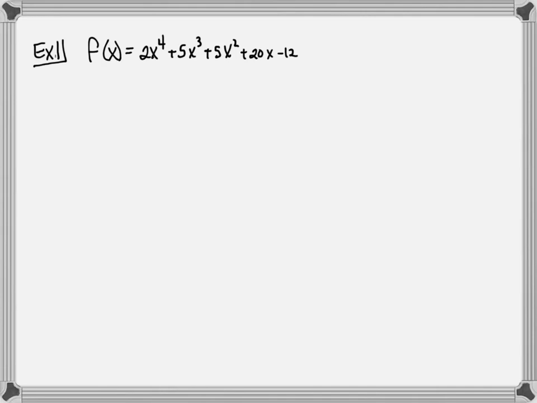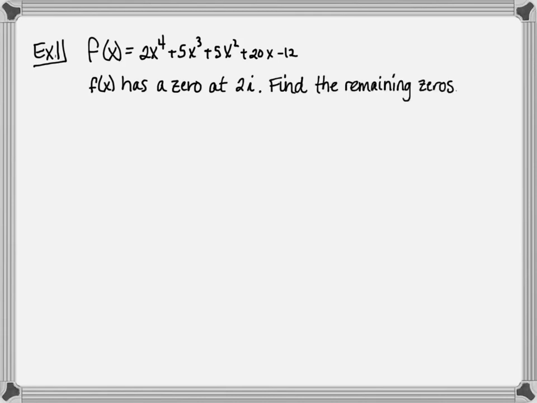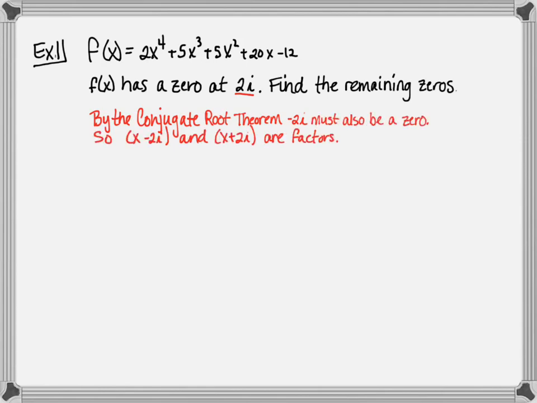Okay, so let's look at an example. Let f of x equal 2x to the fourth plus 5x cubed plus 5x squared plus 20x minus 12. f of x has a 0 at 2i. Let's find the remaining zeros. Since it has a complex 0 at 2i, by the conjugate root theorem, negative 2i must also be a 0. So x minus 2i and x plus 2i are factors.